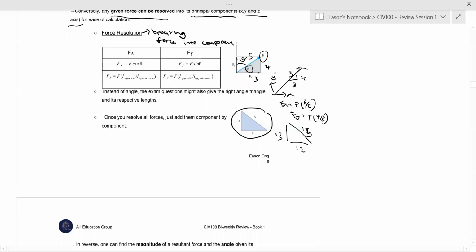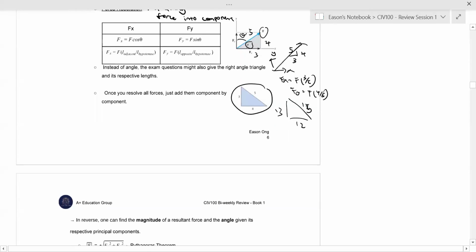Right? So this is how your angle information is going to be given in your quiz, in your midterm. All right? Cool. And once you resolve your force into fx and fy, then you can just add them component by component. That is the whole point of doing force resolution, right? I want to resolve them into fx and fy. And if I have more than one force, then I can just add everything together in fx and then add everything together in fy. And then I will later use some equations to add them back together so I can know what is my final resultant force.